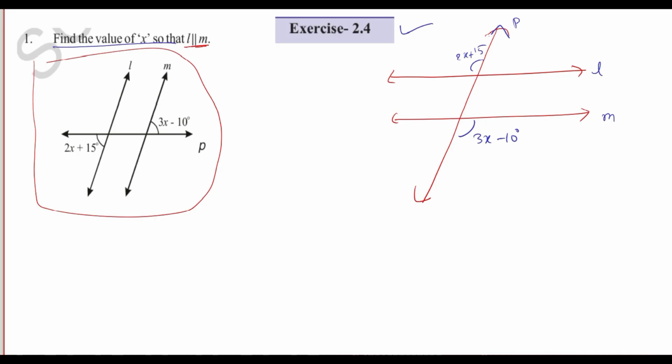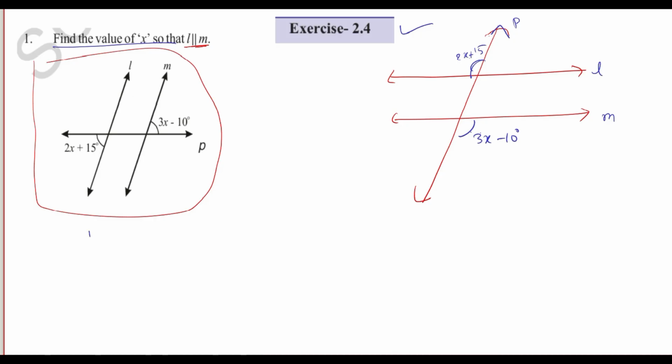And we already learned about conditions of parallelism. When two parallel lines are intersected by a transversal, the alternate exterior angles so formed are equal. If you observe, these two are on alternate sides of the transversal, so these are alternate exterior angles. So these two angles are equal.